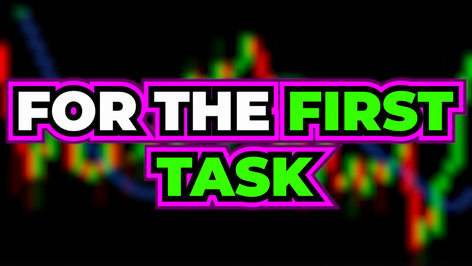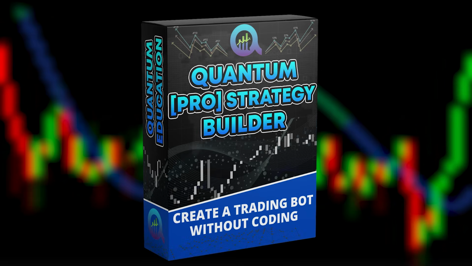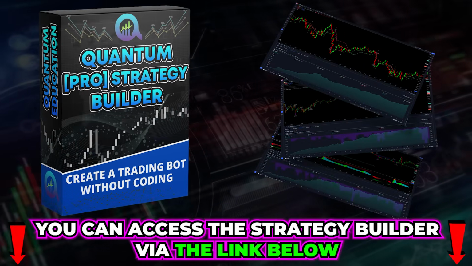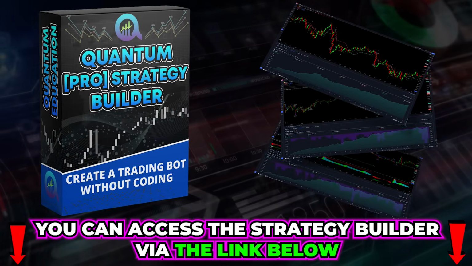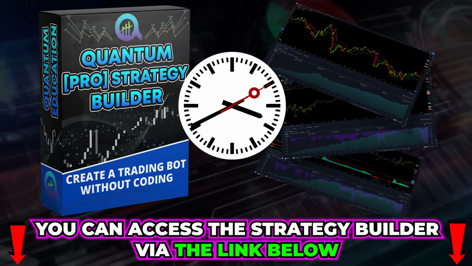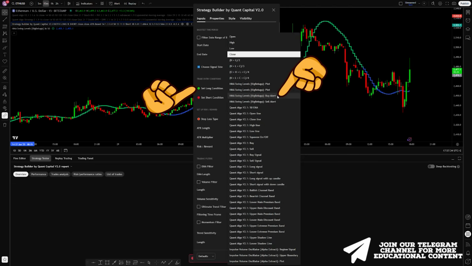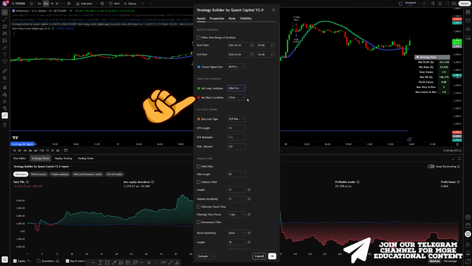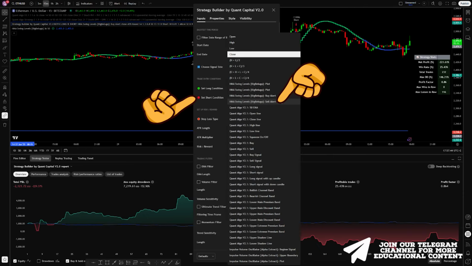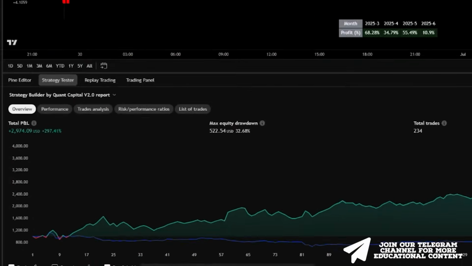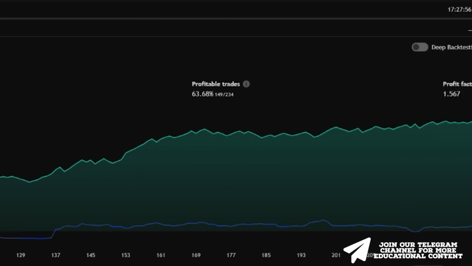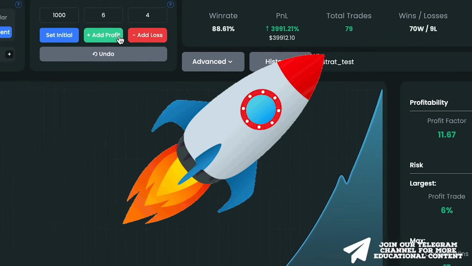For the first task, we developed the Quant Capital Strategy Builder, a top-tier tool that allows you to backtest any TradingView indicator in under 60 seconds. Just open the Builder settings, go to the Set Long Conditions tab, select a parameter that aligns with the indicator's buy signals, and repeat the process for the sell signals. Voila! The backtesting results are in instantly, and we're ready to begin the optimization process.